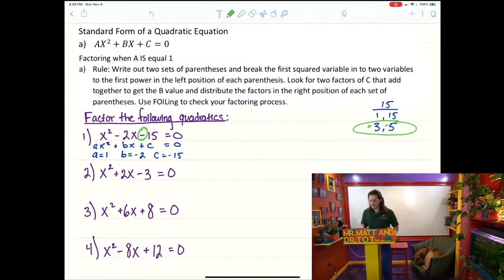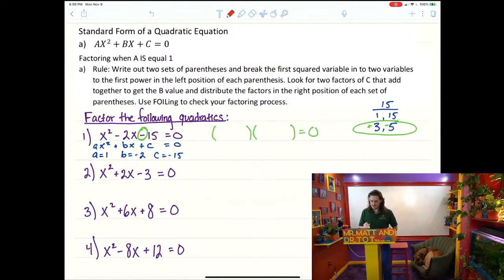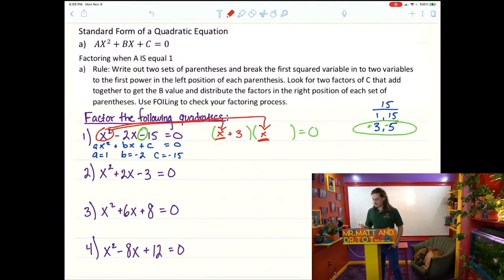So I factor this by starting with a pair of parentheses. Now I'm going to take the x squared value and distribute it in the first position of each parentheses. Because the leading coefficient is 1, I don't have to worry about any factors of a. This is just going to be x times x, because when we FOIL out, x times x is x squared. That gives me back the value that I started with in the leading position. Now I'm going to place the factors of positive 3 and negative 5 in the right positions.